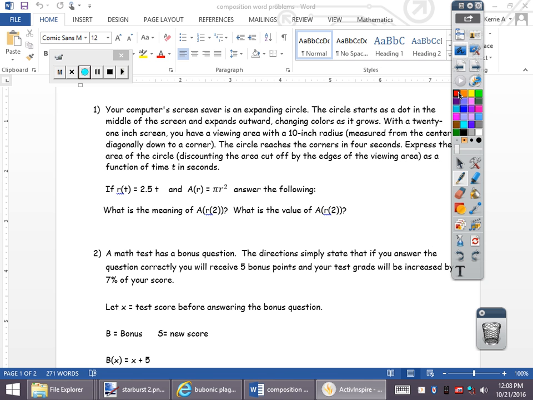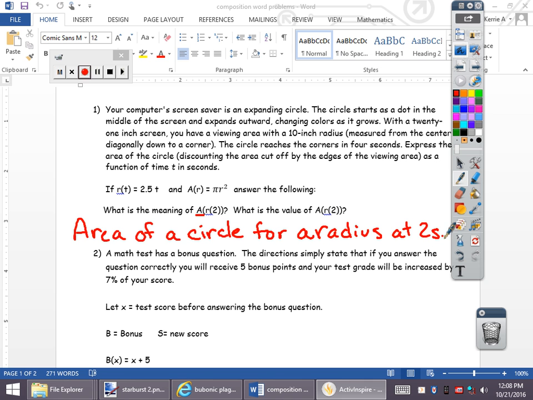What does that mean in terms of the real world, in terms of the problem? Area, we always start with the outside. Area of a circle for a radius at 2 seconds. Okay? It's the area of a circle for a radius that is calculated at 2 seconds. What is the value of A of R of 2?